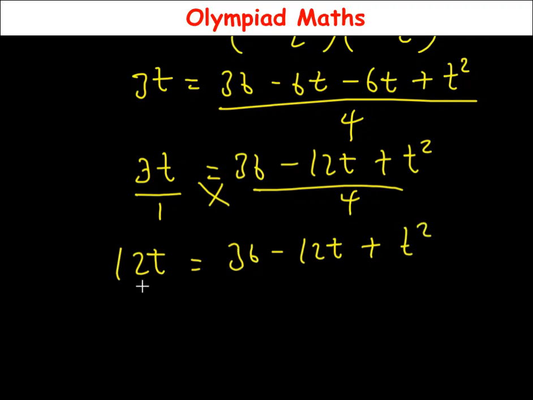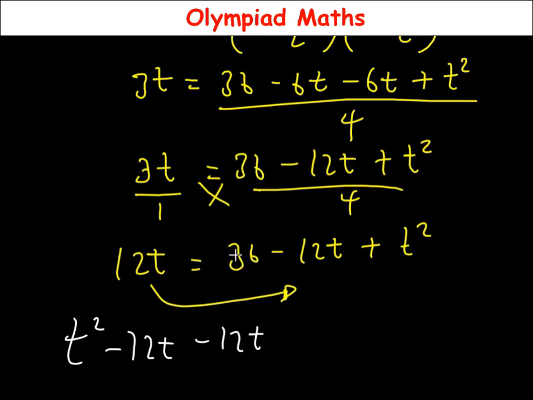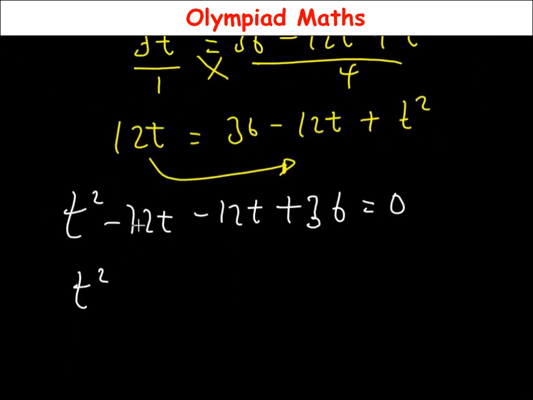So with this, move 12t over to this side. Upon doing so, what we then have is t squared, then we have minus 12t. If plus 12t moves over, it becomes minus 12t. Then we have plus 36 is equal to, here then becomes 0. So with this, solving further, t squared minus 12t minus 12t is simply minus 24t, then plus 36 is equal to 0. And here we have a quadratic equation.